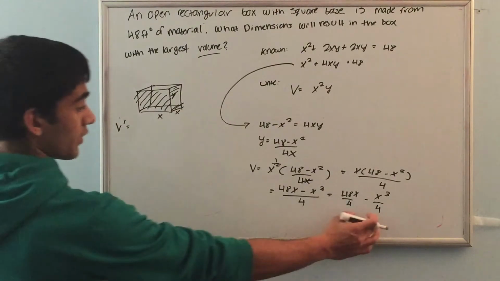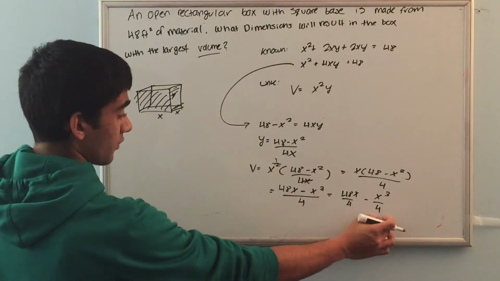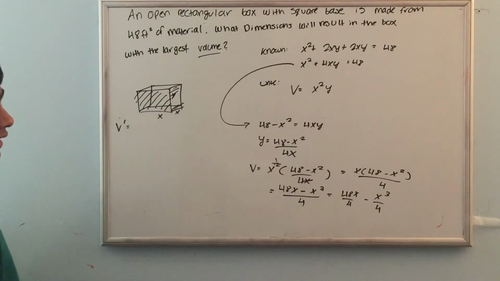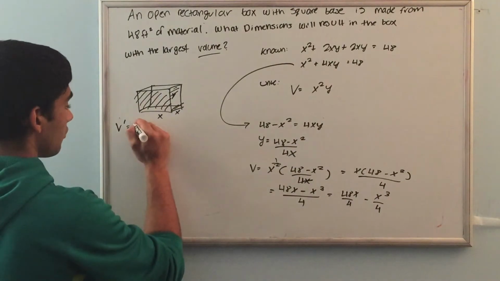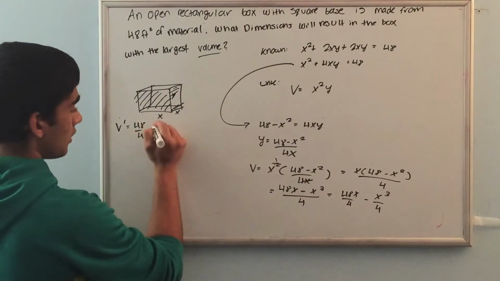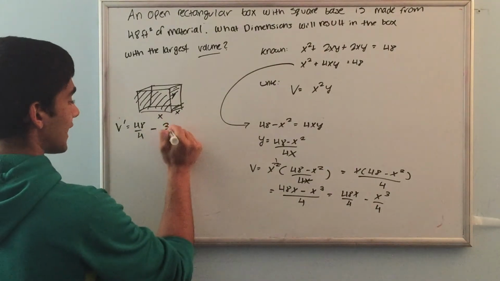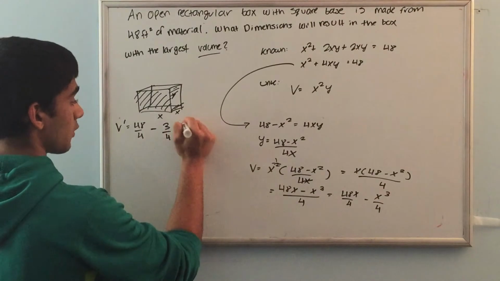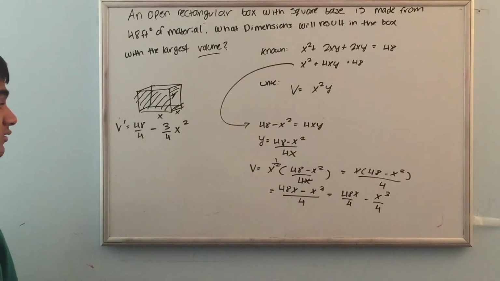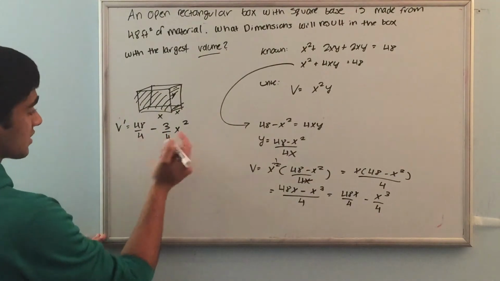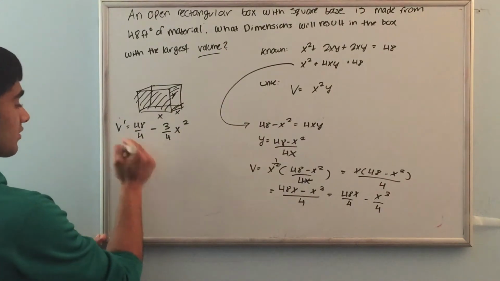So again, the derivative of this would be the derivative of that minus the derivative of that. The derivative of 48x over 4 would be 48 over 4 minus the derivative of x cubed over 4. Remember, we would bring down the 3, keep the 1/4, and subtract 1 from the exponent. So negative 3 over 4 x squared. This simplifies. Actually, let's set this equal to 0.